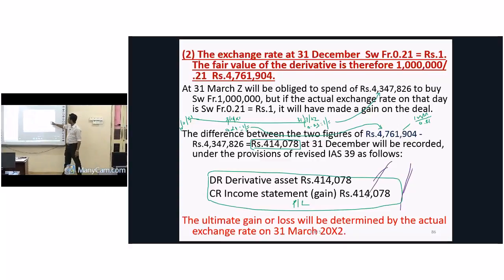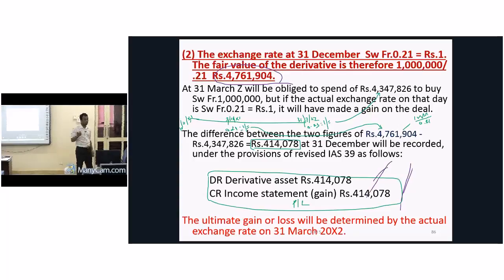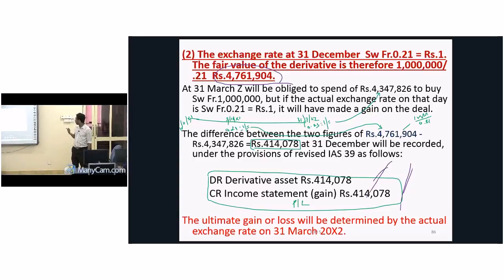Convert. 4.7 million, this is the given. 4.3 million originally at the agreement date, right? These are two independent scenarios, first and second. So then there is a gain here.